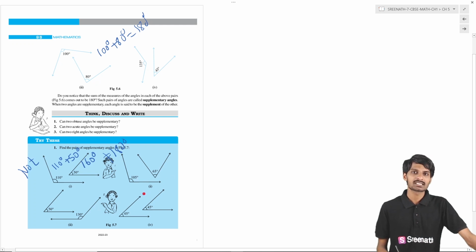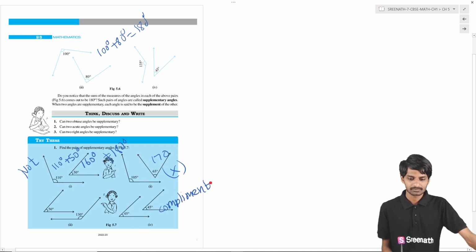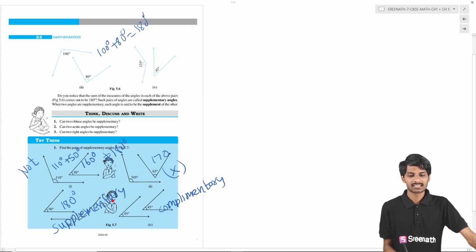Here 105 plus 65 is giving 170 only. Not supplementary angles. 45 plus 45, these are not supplement angles. These are complement angles, complementary angles, not supplementary angles. Here 130 plus 50 becomes 180 degrees, so it is a supplementary angle, students. Okay, that is it, students.